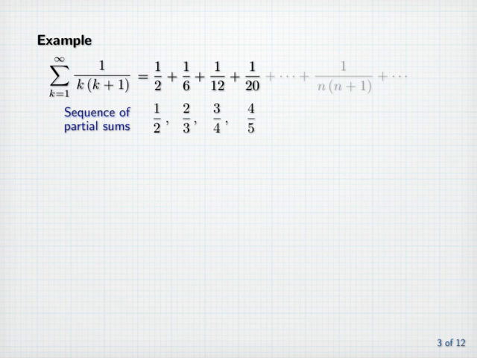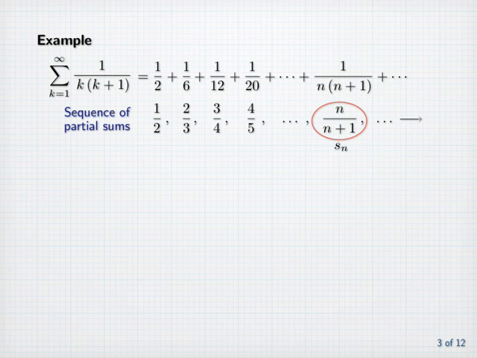Now in this case it's easy to see a pattern in the partial sums. It's clear that the nth partial sum is equal to n divided by n plus 1. So we have s sub n equal to n over n plus 1, and it's easy to see that that sequence converges to 1. Therefore, the sum from k equals 1 to infinity of 1 over k times k plus 1 is equal to 1.